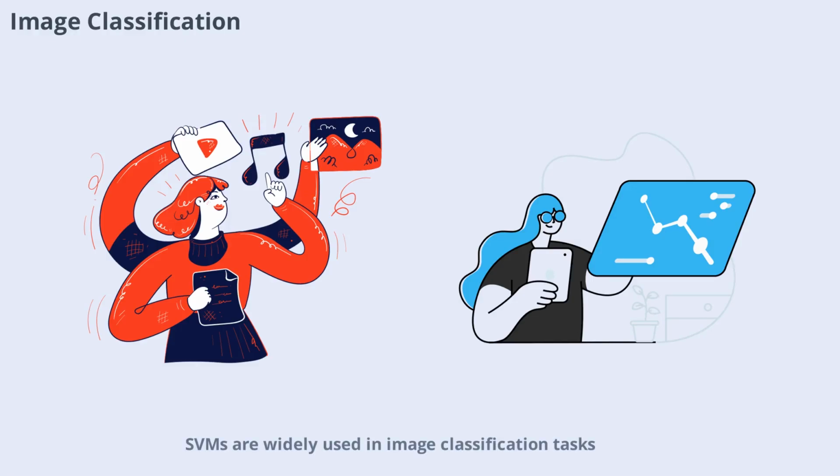SVMs are widely used in image classification tasks. By extracting features from images such as edges, textures, or colors, SVMs can categorize images into different classes. This technology is used in everything from medical imaging to self-driving cars, where accurate image recognition is critical.